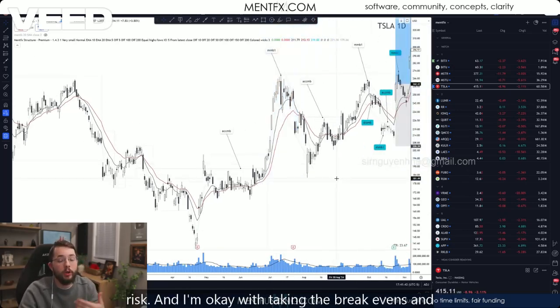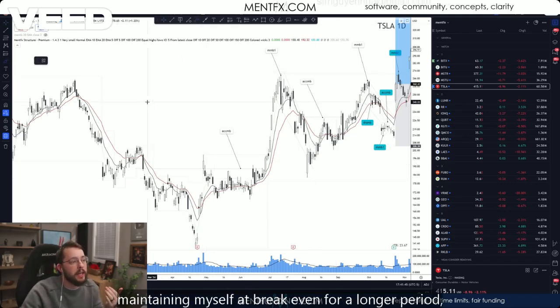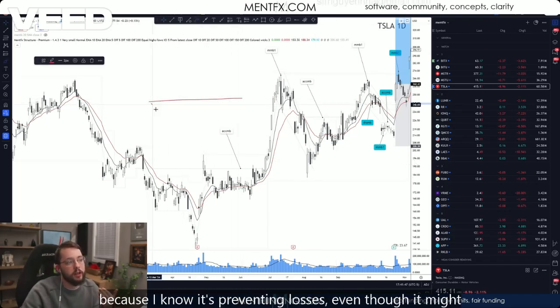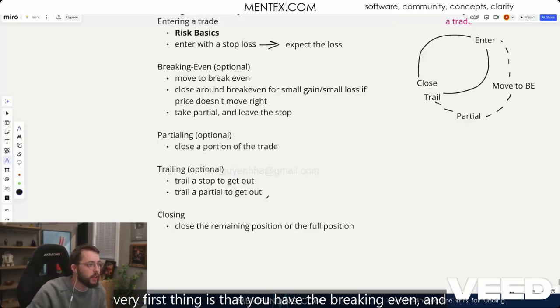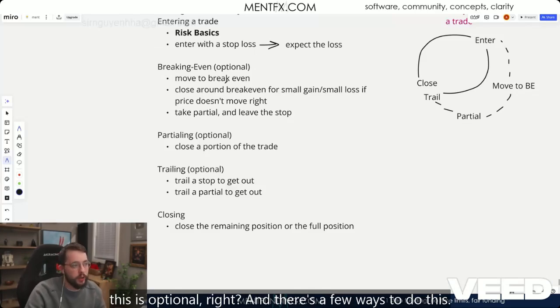I'm happy with that risk, and I'm okay with taking the break evens and maintaining myself at break even for a longer period because I know it's preventing losses, even though it might be preventing some wins in some scenarios, right? But the very first thing is that you have the breaking even, and this is optional, right? And there's a few ways to do this.